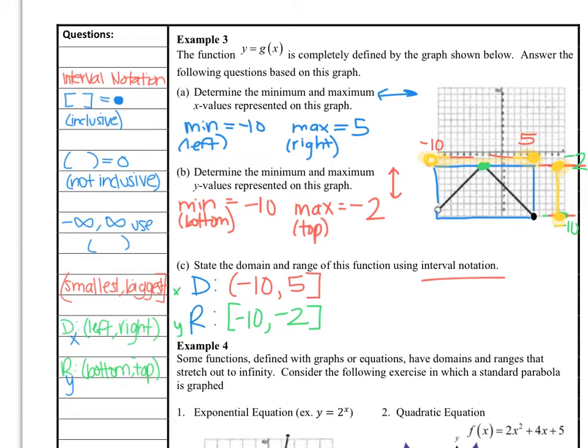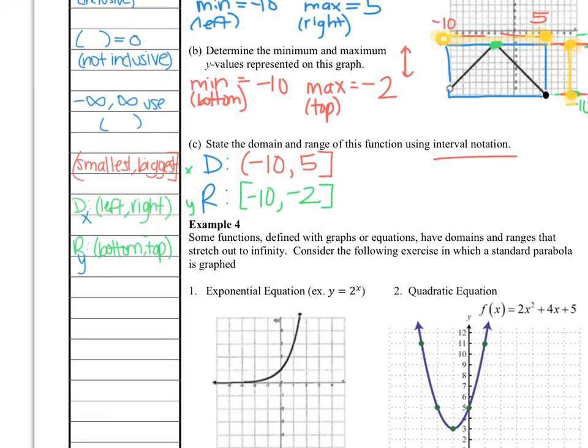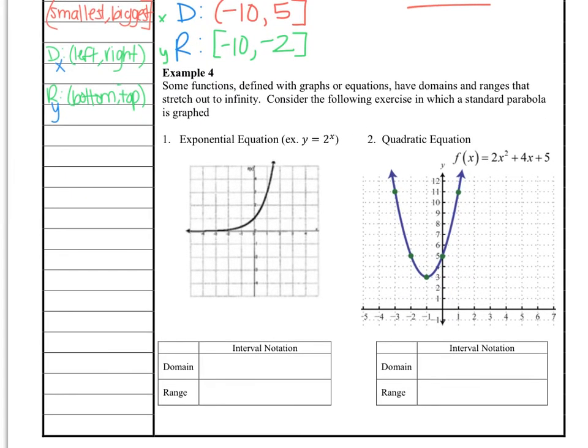All right, example 4. Some functions defined with graphs or equations have domains and ranges that stretch out to infinity. Consider the following exercise in which a standard parabola is graphed. So we'll get to the parabola in a second, but we want to actually look at example 1 first. Example 1 is just asking us to look at this exponential equation, something like y equals 2 to the x. So I want to start by reading for domain x's that go from left to right, and then we'll do range for y's that go from bottom to top.